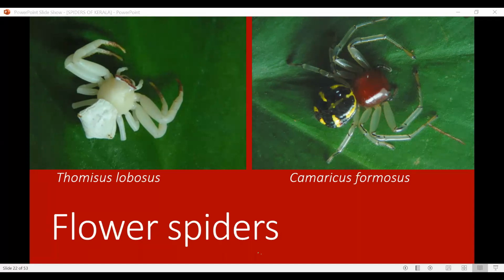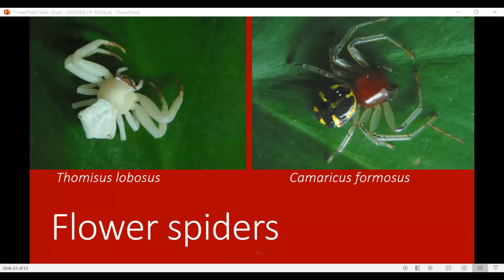Now, they are ambushing spiders. That is, these spiders do not build any web. They wait in the flower very secretly, concealed. When some prey comes, they will pounce upon it. That is why they are known as ambushing spiders. One interesting thing you might have noticed, if you have the habit of observing spiders, is that these crab spiders usually remain in the same spot of a flower for several days. Sometimes even for several weeks, they will be sitting on the same part of the flower. That kind of habit is observed in Thomisidae.